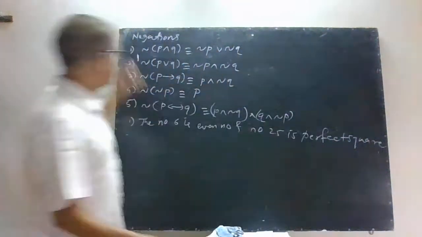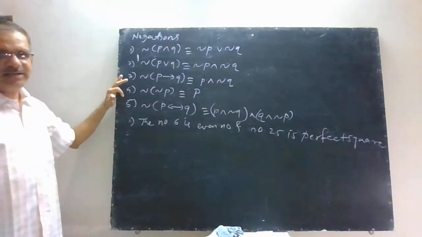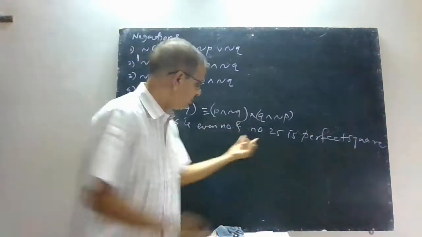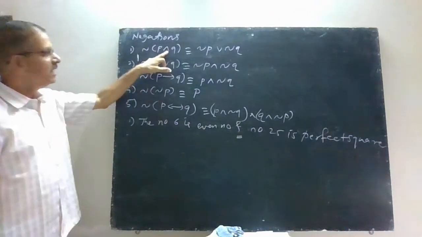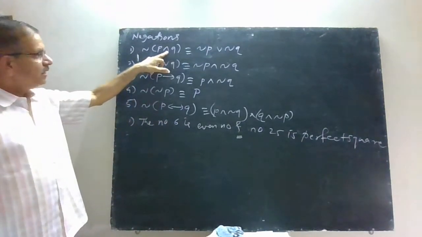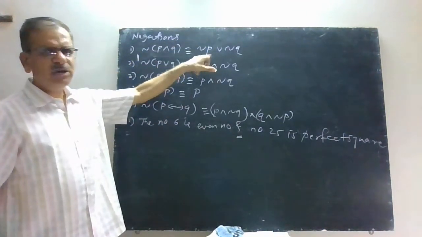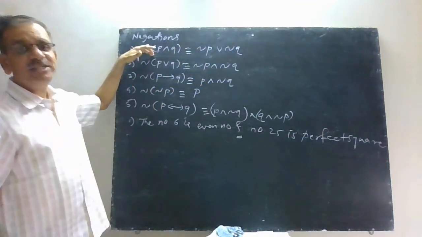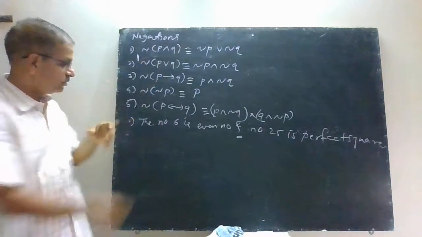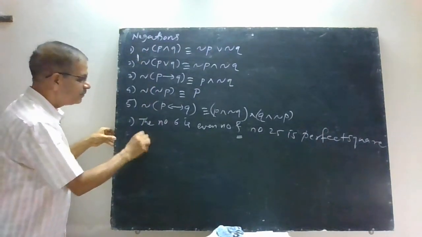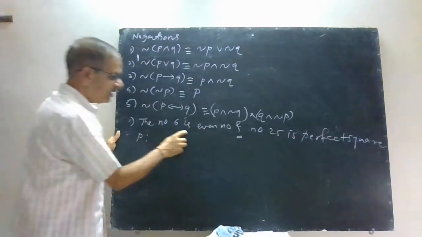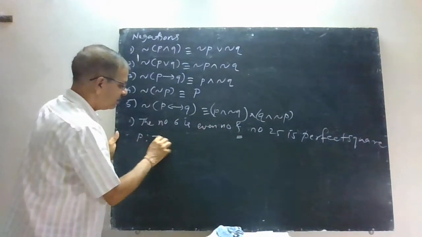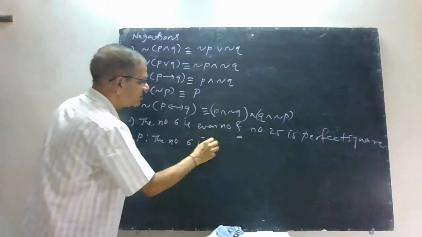See, there are 5 connectives and there are 5 types of negation statement. Now this statement given to you is of the type and. While writing the negation, you only have to write down a statement of this type. But before that you have to specify what is your p and what is your q. So we will write the answer like this: p, the number 6 is an even number.